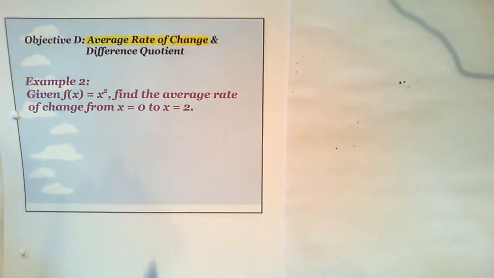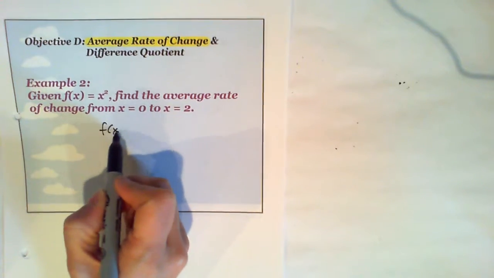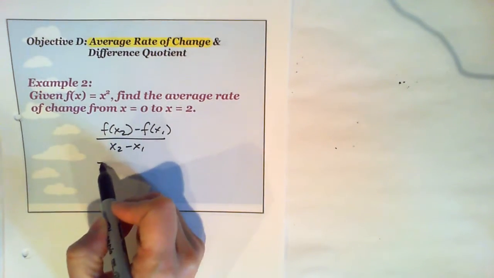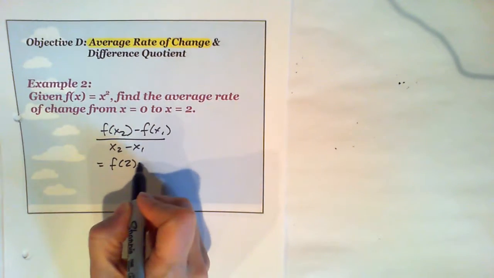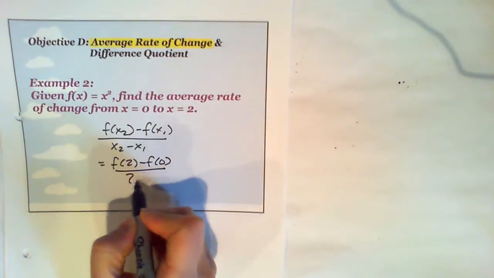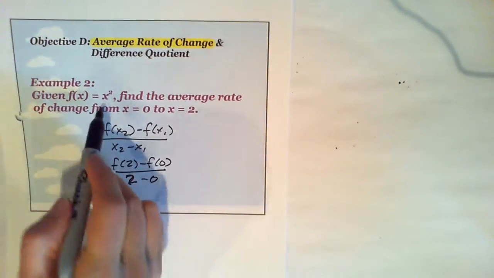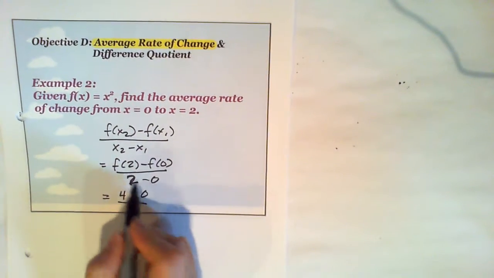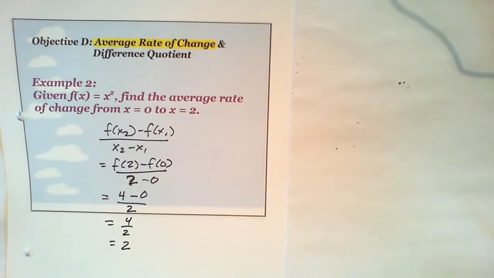So now we've got example 2, f of x is x squared. So we're going to find the average rate of change. So f of x2 minus f of x1 over x2 minus x1. Substitute in, so we've got f of 2, this time it's from 0 to 2, so f of 2 minus f of 0 over 2 minus 0. So f of 2, plug it in, that's 4, 2 squared is 4, 0 squared is 0, 2 minus 0 is 2, this is 4 over 2, which equals 2. That means the average rate of change is 2. So there's a couple practice problems.